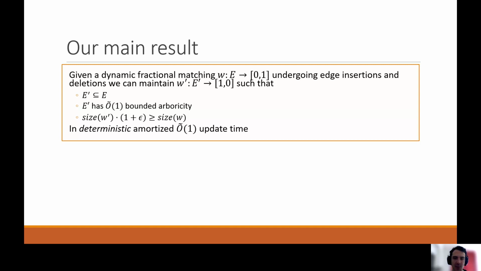Essentially, given a fractional matching W undergoing edge deletions and insertions, that is, a fully dynamic one, we can maintain a fractional matching on a reduced edge set, which has about the same size. The edge set of the fractional matching will have very low arboricity, and I will explain why that is later. And we can do this deterministically in O tilde 1 update time. Again, tilde as previously hides log n factors and poly 1 over epsilon.